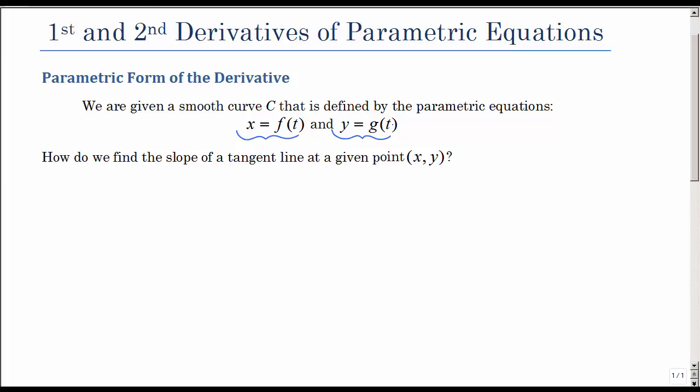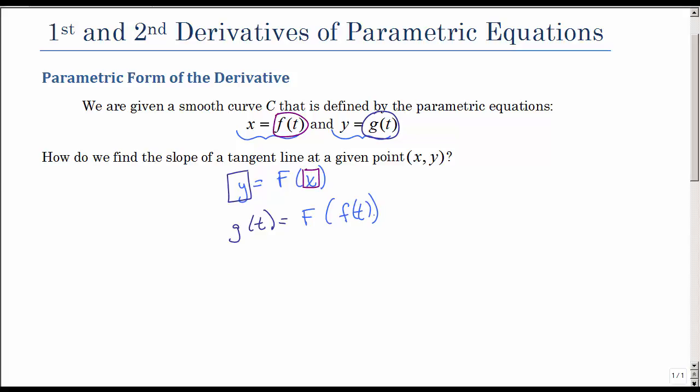So first of all, let's for a minute say that we've eliminated the parameter and we can rewrite this function in terms of x. So now we just need to find the derivative. Well, before we do that, let's make some substitutions. Right here, in place of y, we could put g of t, and in place of x, we can put f of t. So we have a function of t. And I know that looks weird, but just give me a minute.